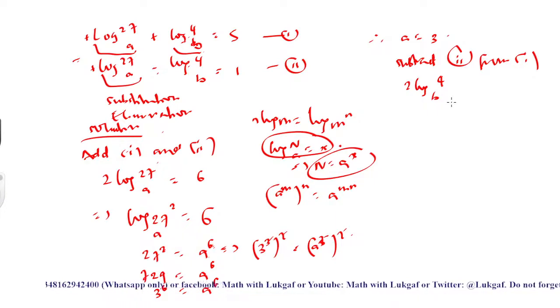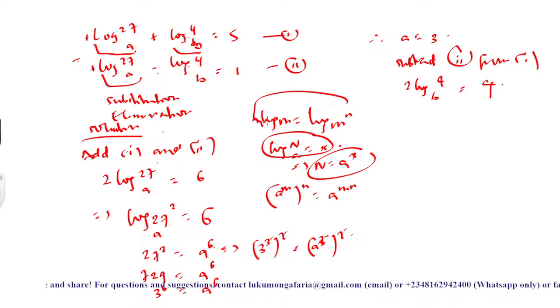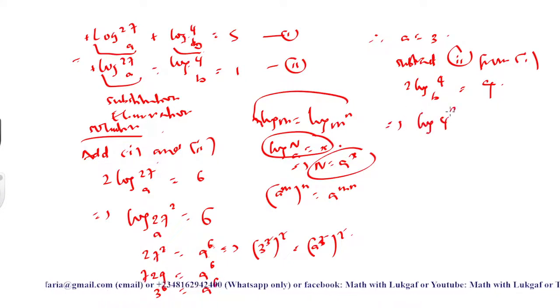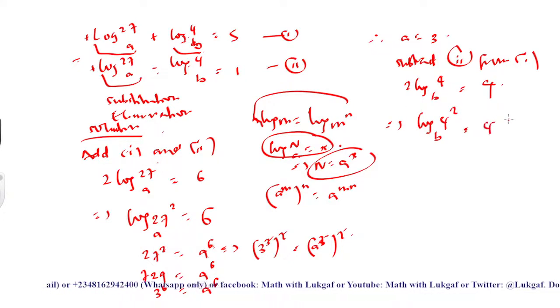So if it is 2 log 4 base b, then what am I going to have now? If you check the other side, that is 5 minus 1, that will give you 4 as well. Then if you apply the same law I used here, that is when you have n log m, it's going to give you log m raised power n, then this implies that log 4 squared base b is equal to 4.